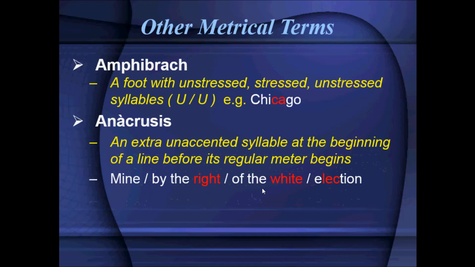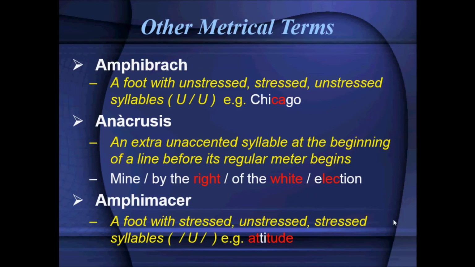And anacrusis is an extra unaccented syllable at the beginning of a line before the regular meter begins. So when you do a line and you scan it and you see that, for example, this one is unstressed, unstressed, stressed, but you've got that extra little portion at the beginning of it that occasionally happens. That's called an anacrusis. An amphimacer line is one that has stressed, unstressed, stressed for each foot. Again, fairly rare. You should write it down at the bottom, though. "Attitude," the first and the last syllable of that are stressed. The t in the middle is not stressed.